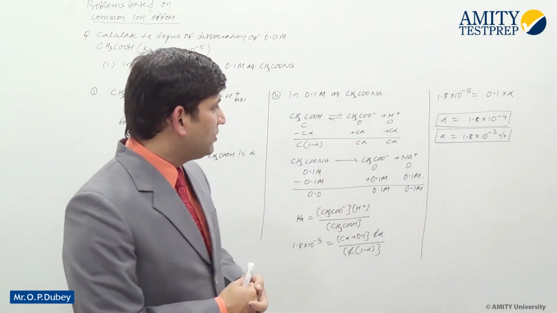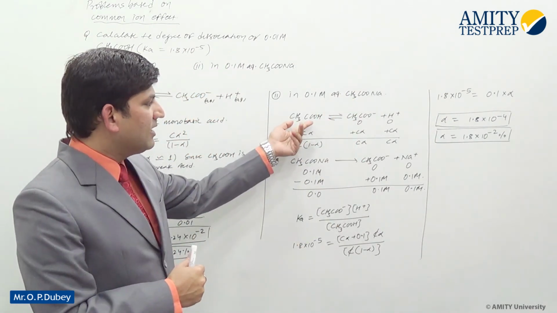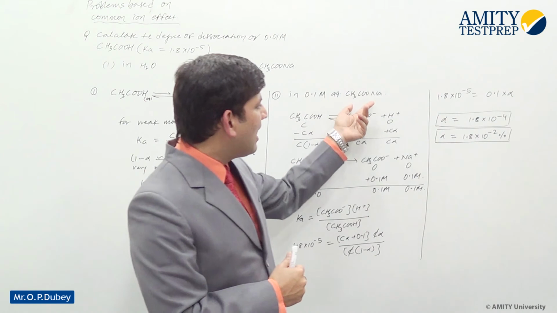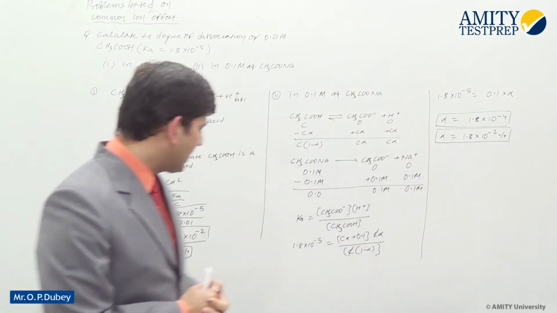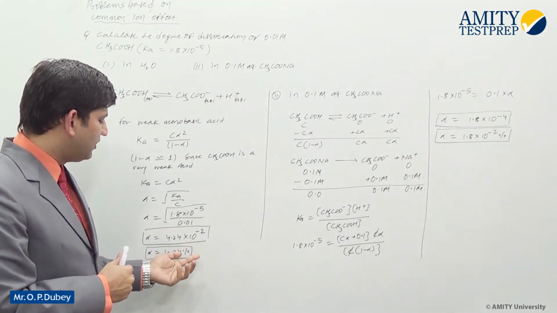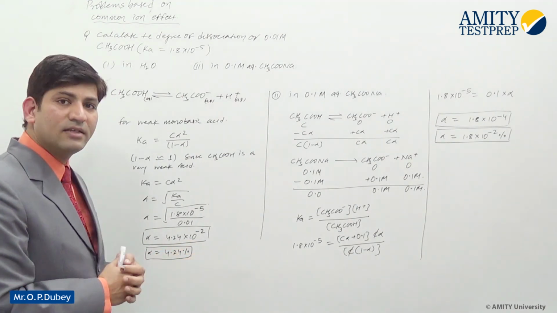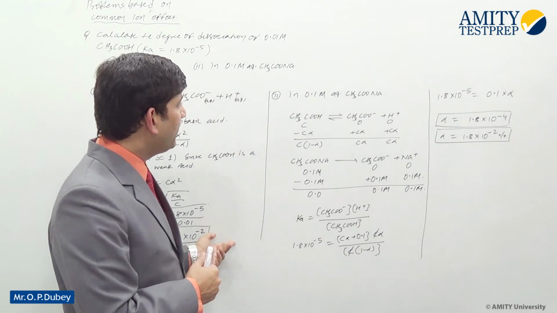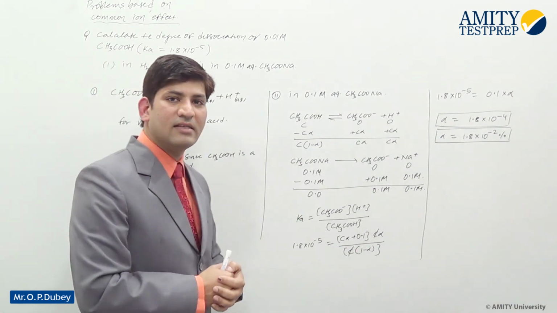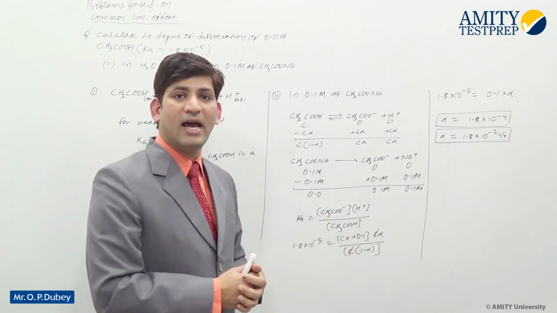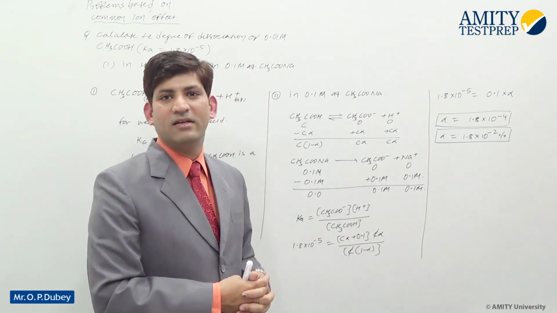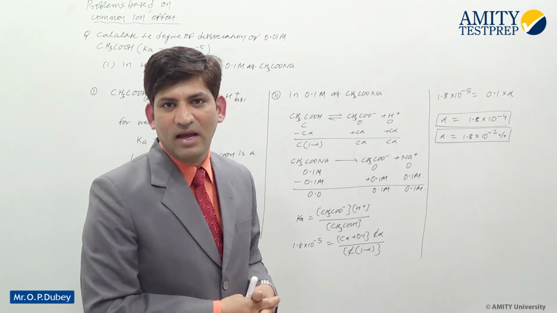Then the degree of dissociation of this weak acid, acetic acid, in 0.1 M sodium acetate solution is very less as compared to the degree of dissociation of acetic acid in water. Simply, the degree of dissociation of this weak acid, acetic acid, decreases in the presence of the common ion, acetate ion, which is produced by a strong electrolyte, sodium acetate.